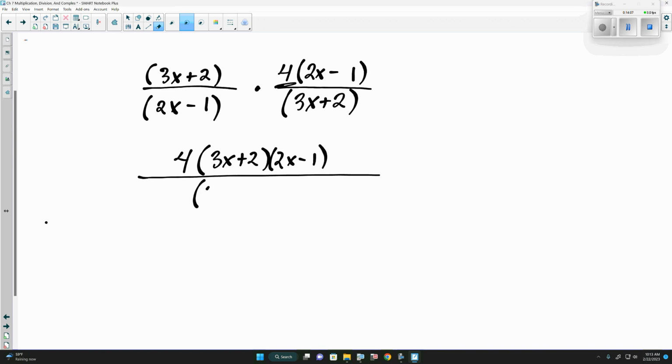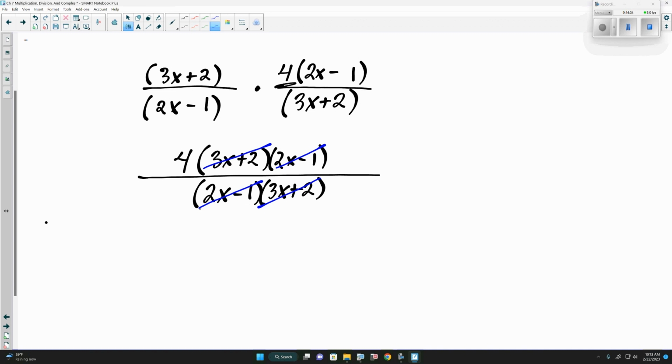The denominator, we'll have our 2x minus 1 times 3x plus 2. Any questions on this so far? Do we have anything in common on top and bottom? Mm-hmm. 3x plus 2 and 3x plus 2 will simplify.